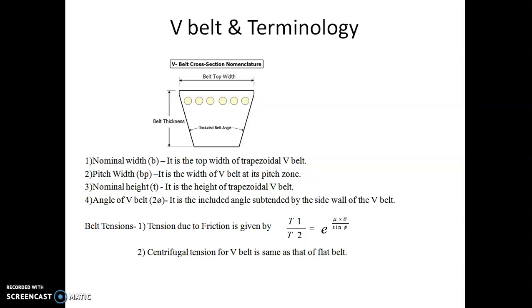The second one, that is the centrifugal tension. Again, the derivation for centrifugal tension is similar to that of flat belt, and we get the equation similar to the flat belt. So centrifugal tension for V-belt and the flat belt, they are same. Now we'll see the numericals on V-belt.